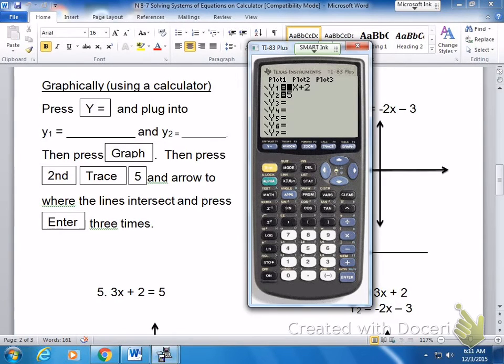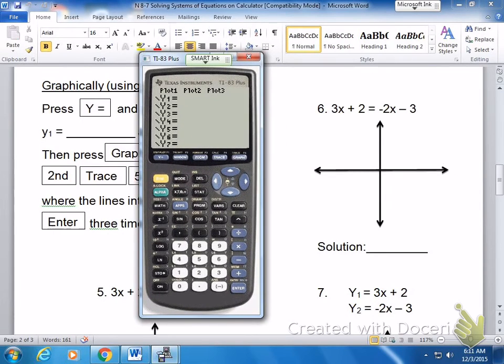We go back to y equals. You can clear out the equations we put in before. Let's put in our new ones. y1, 3x plus 2. y2 is negative 2x minus 3. We hit the graph button again. We can throw a sketch of that in.